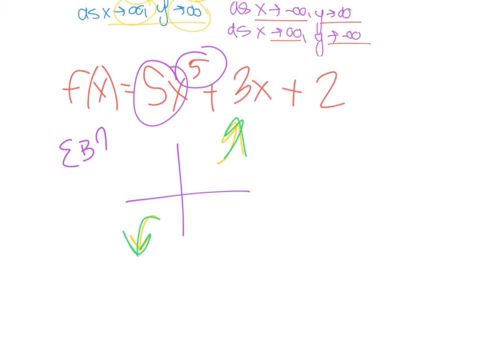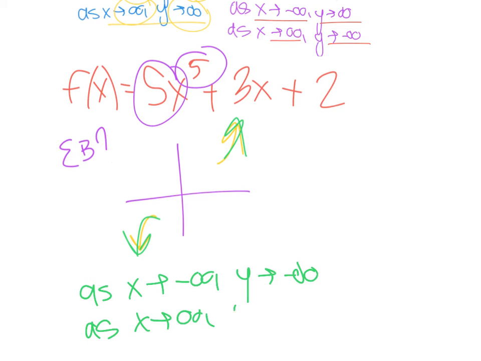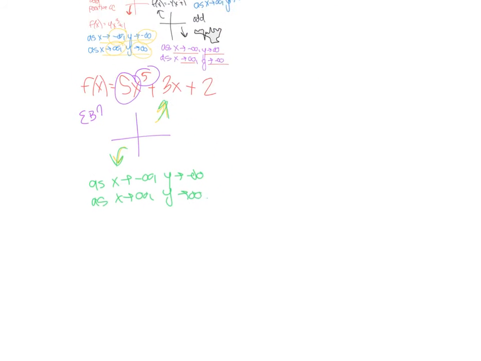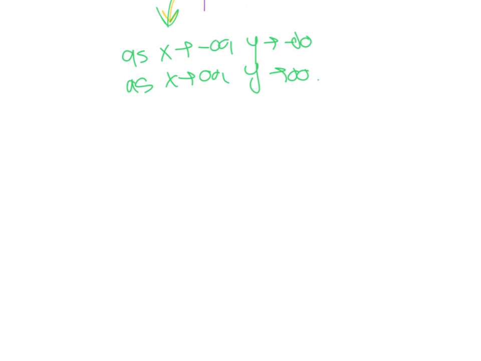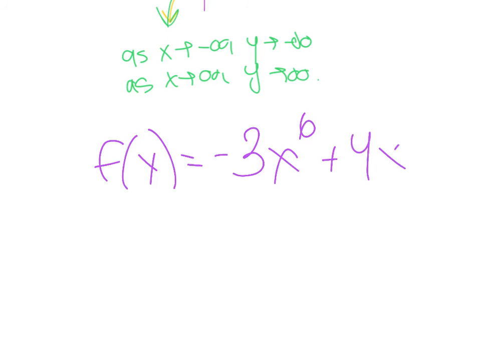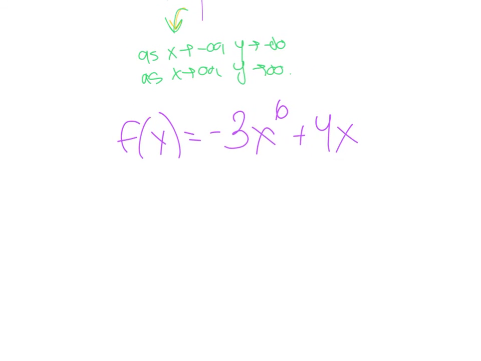So if I write that out, as x goes to negative infinity, y goes to negative infinity. As x goes to positive infinity, y goes to positive infinity. Okay, let's do another one. Let's do f of x equals negative 3x to the 6th plus 4x. Again, I only care about my degree and my leading coefficient.